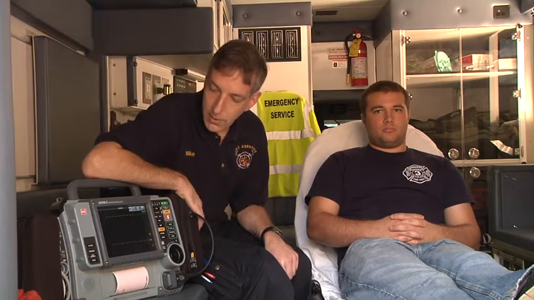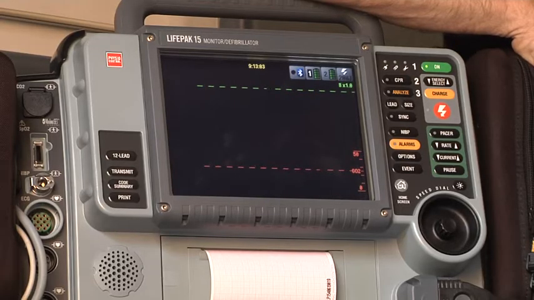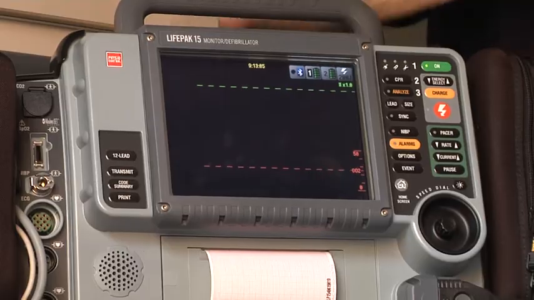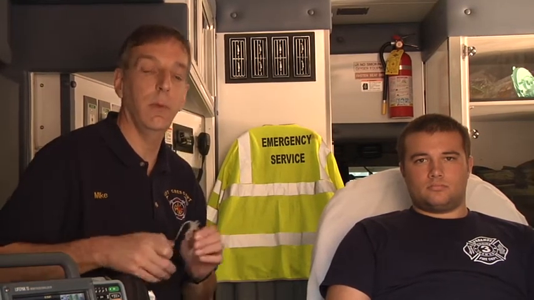This device is an ALS monitor that also measures waveform capnography. Waveform capnography can be used on spontaneously breathing patients, like our patient here, or on patients who are being mechanically ventilated through an endotracheal tube or other advanced airway. We'll show you a picture of that later. Or it can be used on a patient who you're manually ventilating with a bag valve mask. We'll start with a spontaneously breathing patient.